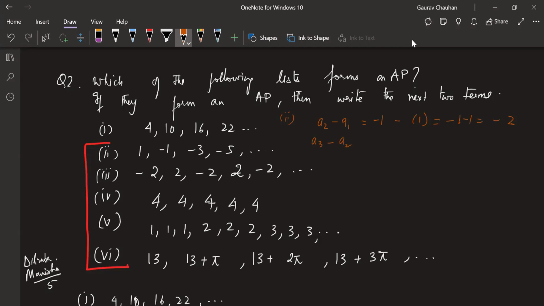A3 minus A2, that's equal to minus 3 minus minus 1, that's equal to minus 3 plus 1, that's equal to minus 2 again. A4 minus A3, that's equal to minus 5 minus minus 3, that's equal to minus 5 plus 3, that's equal to minus 2 again. And all of these are same, therefore this is an AP. Okay, I hope this is clear with everyone.